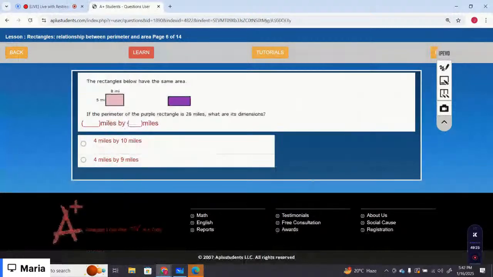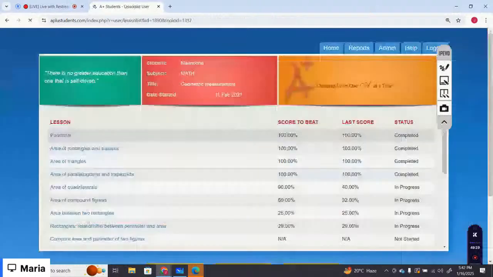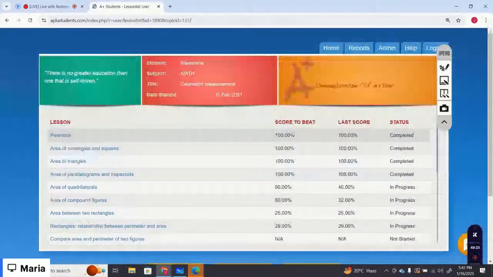So we were working on grade 6 math. The chapter we're working on is geometric measurement. The lessons we have covered today are area of quadrilaterals, area of compound figures, area between two rectangles, and relationships between perimeter and area. So please make sure before the next session you complete all the practice questions for the lessons we just did. That is your homework until the next session.